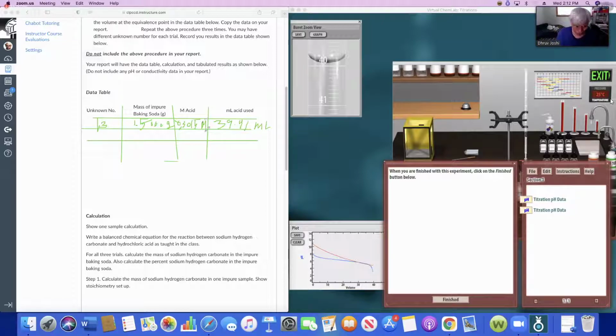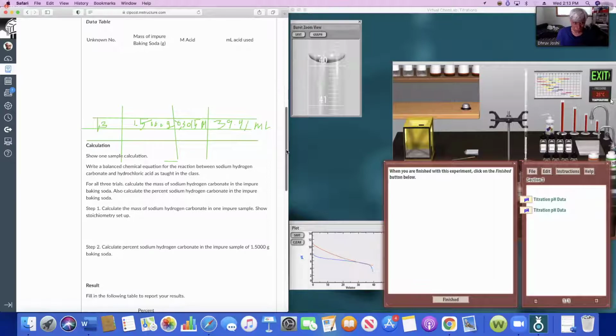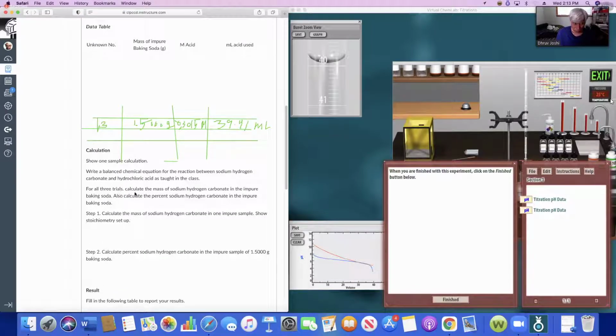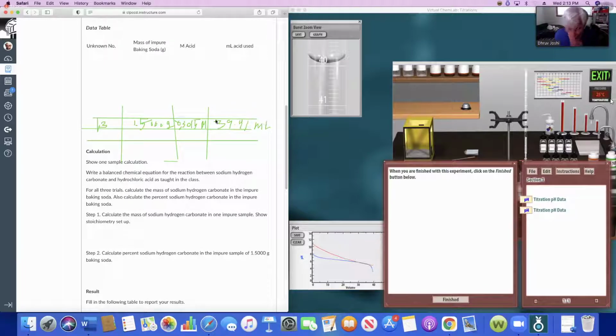Okay, calculation. So one sample calculation. You will have 3 calculations, of course. You're not going to show me all 3 calculations. You're just going to show me one sample calculation. So write a balanced equation. For all 3 trials, calculate the mass of sodium hydrogen carbonate in the impure baking soda. Also calculate the percent sodium hydrogen carbonate in the impure baking soda. So everybody is doing the calculation for this one trial that we did right now.